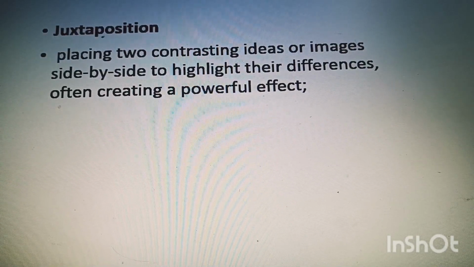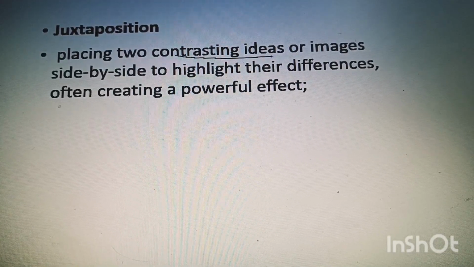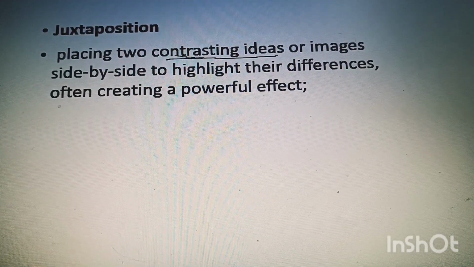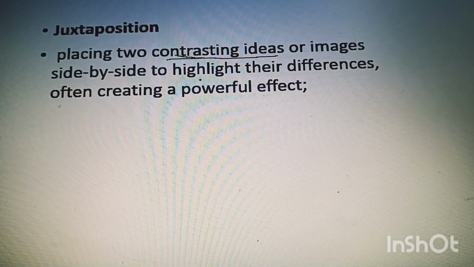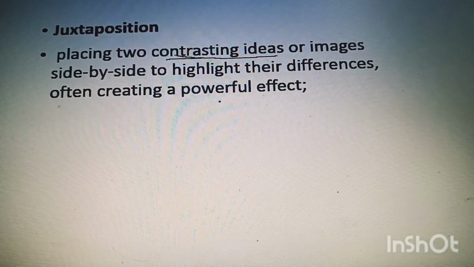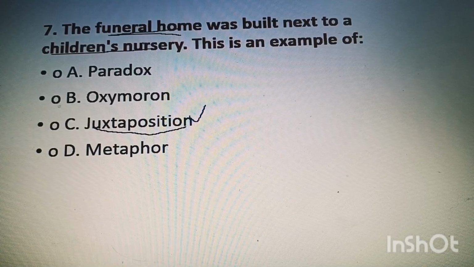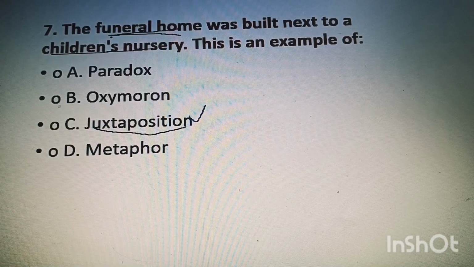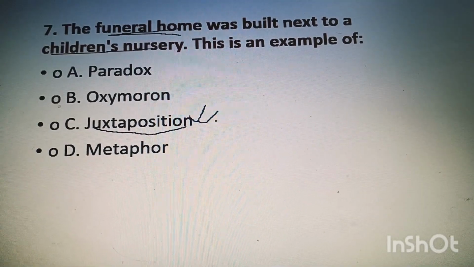See the meaning of juxtaposition: placing two contrasting ideas. Contrasting means different. Virodhabhas. Ideas or images side by side to highlight their differences, often creating a powerful effect. Okay, so here two ideas, funeral home and children's nursery, both are contrast, different to each other. So it is called juxtaposition.